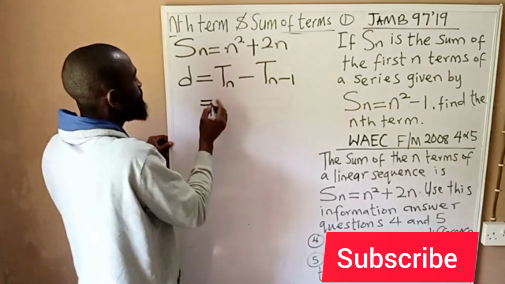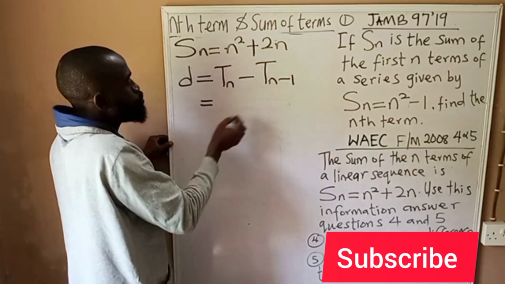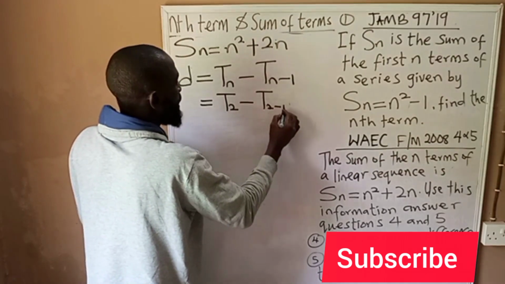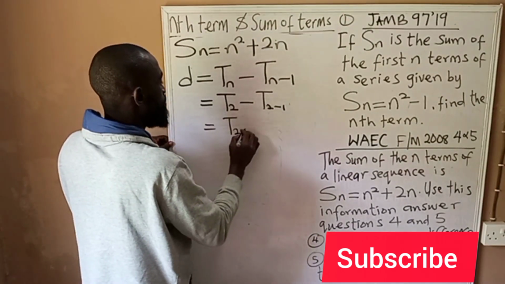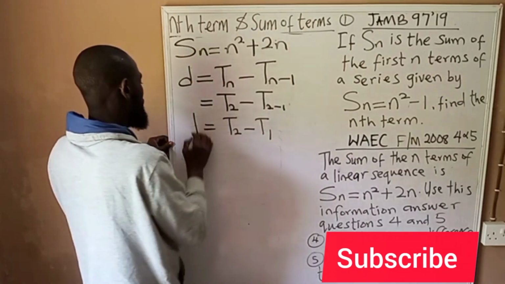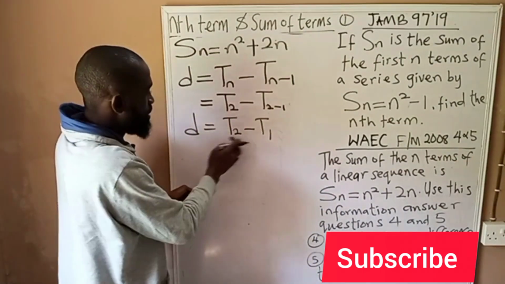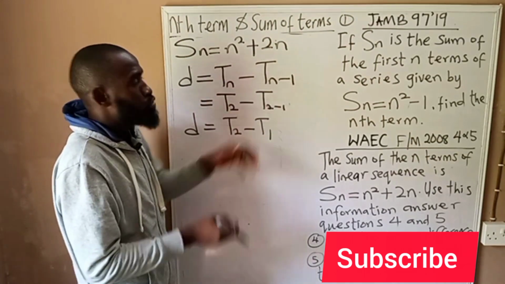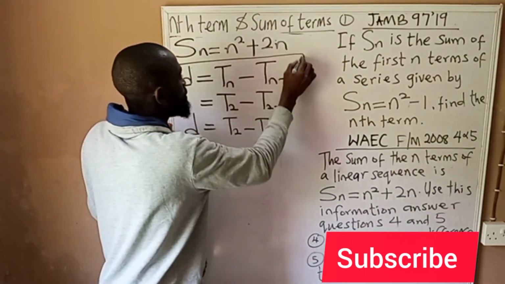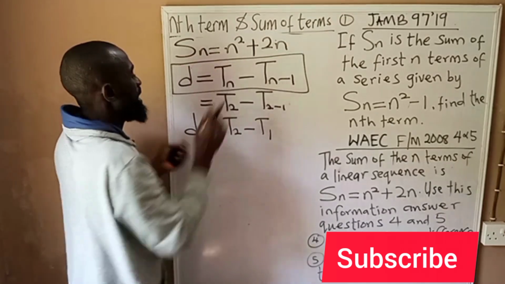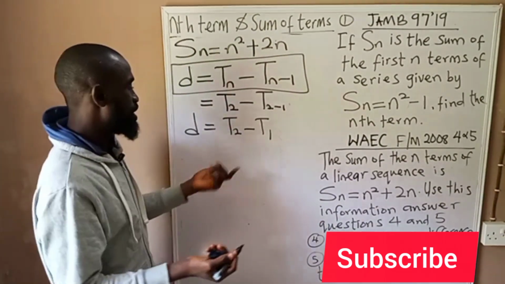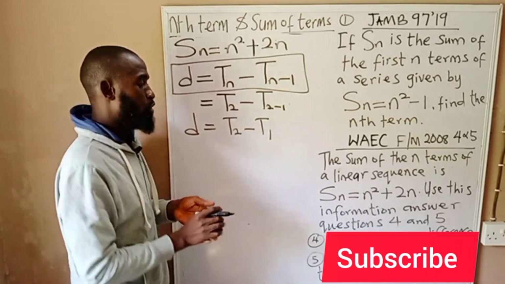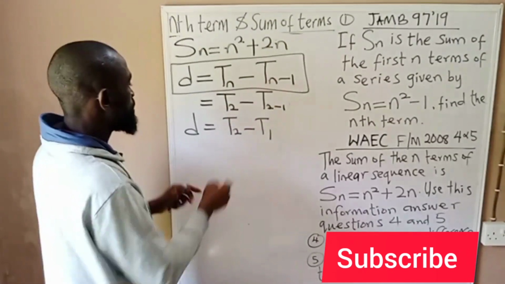So what's the meaning of this? Suppose our n is now 2. We now have T2 minus T2 minus 1, which will now be T2 minus T1. So in this common difference, I can use T2 minus T1. If my n is 3, that will be T3 minus T2. This is just the general formula used to calculate the common difference under AP. So you can take any shape, but here I want to use T2 minus T1 to find the common difference.